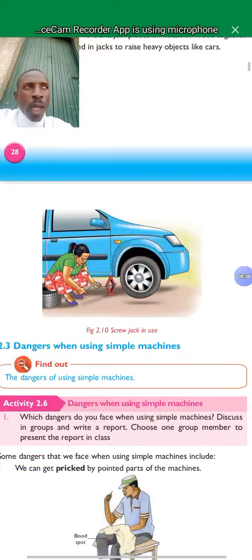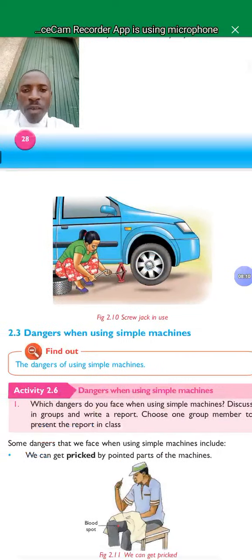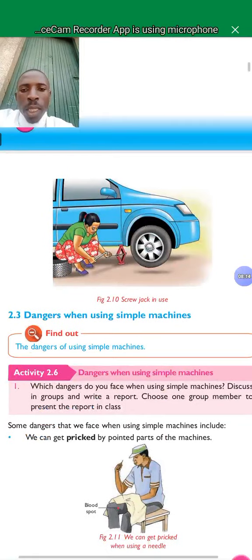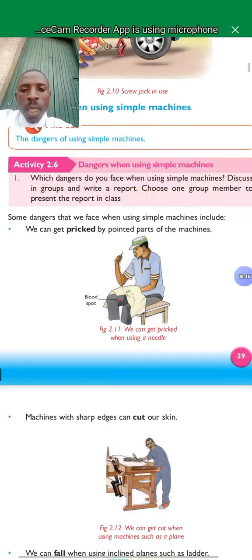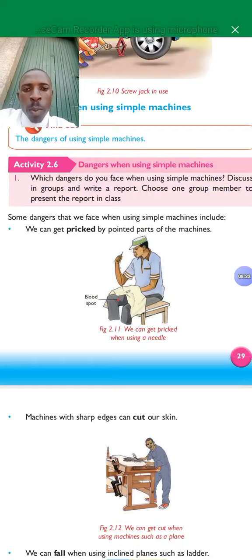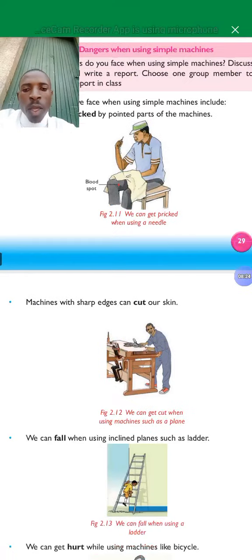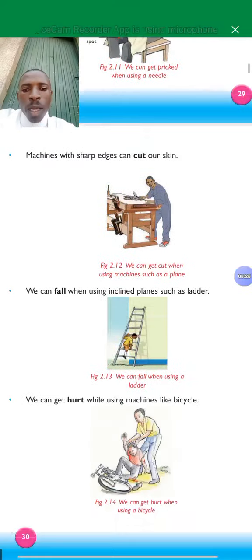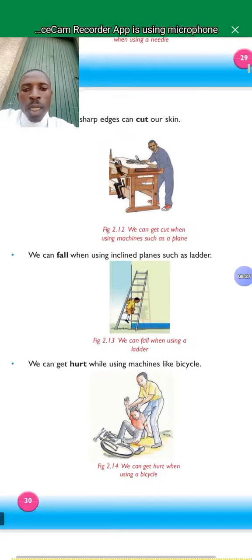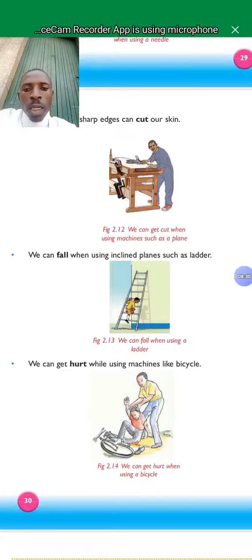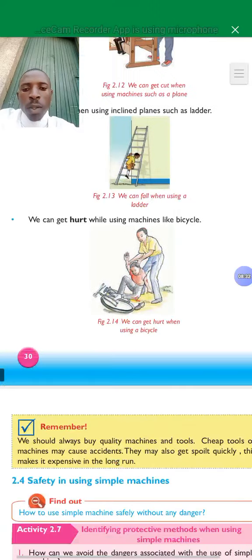Even though simple machines are very useful, there are dangers that can occur to us while using them. A machine with a sharp edge can cut our skin. We can get pricked by a pointed part of a machine. We can also fall when using inclined planes such as a ladder. We can cut our bodies or get hurt while using machines like bicycles.